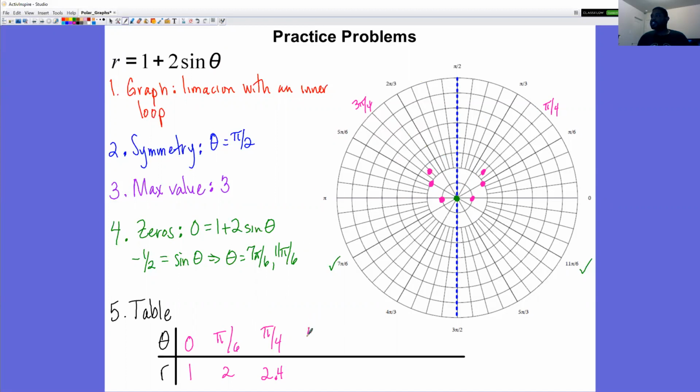At pi over 3, using a calculator, it gives me 2.7. So go 2.7 units from the pole, about right there at pi over 3, and that will be the same at 2 pi over 3. And then finally, I'm going to use pi halves, and I get the max value 3 here.